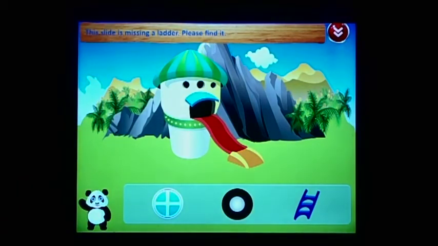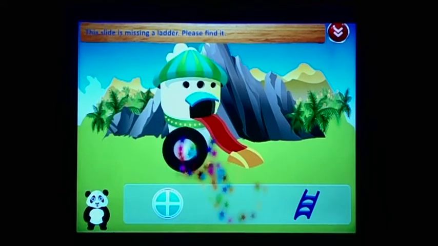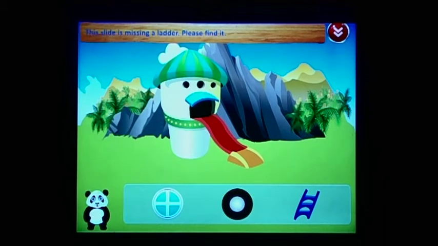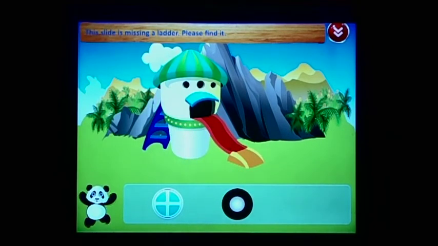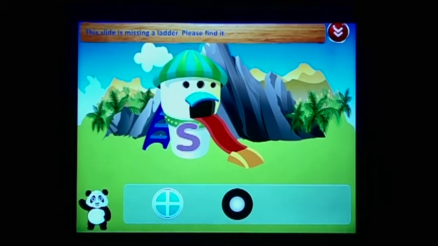This slide is missing a ladder. Please find it. Car wheel. Oops! Ladder. Great idea! It's a ladder. S for slide.